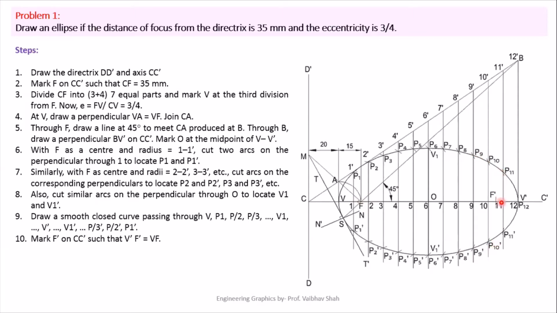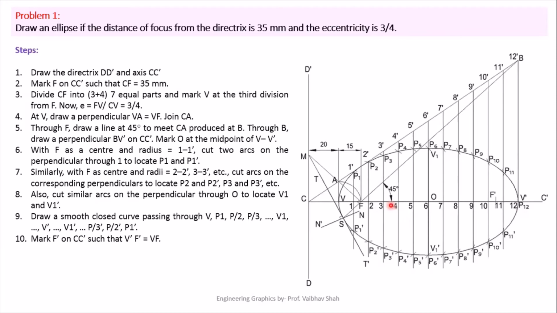Now select on your rounder 11 dash distance and put your rounder at focal point and cut this line of 11 here and here to get P11 and P11 dash, and the P12 point would be itself on the vertex point, so this is your final point.